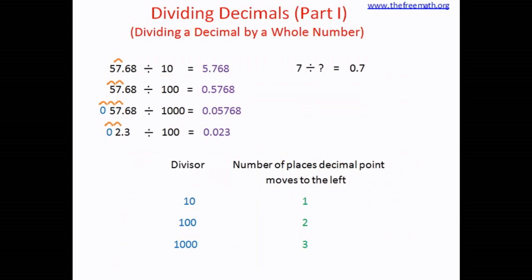In the next example, we are going to find the divisor. 7 divided by what gives us 0.7? The decimal point has moved 1 place to the left. That means the divisor is 10. 7 divided by what gives us 0.007? The decimal point has moved 3 places to the left. That means the divisor is 1000. And 7 divided by what gives us 0.07? In this case, the decimal point has moved 2 places to the left. That means the divisor is 100.